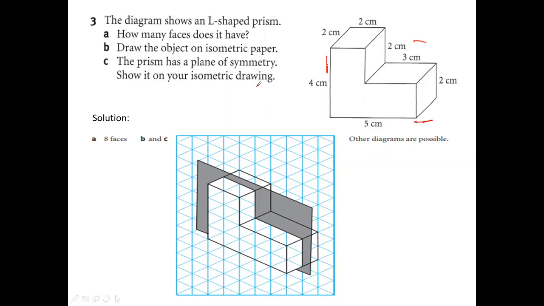The prism has the plane of symmetry, show it. Now we are drawing the plane of symmetry for the given prism.